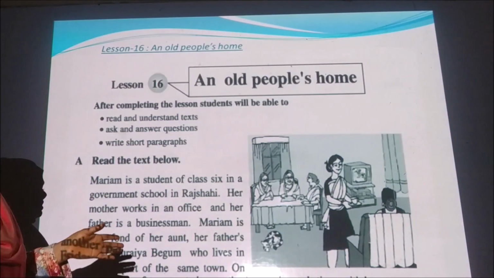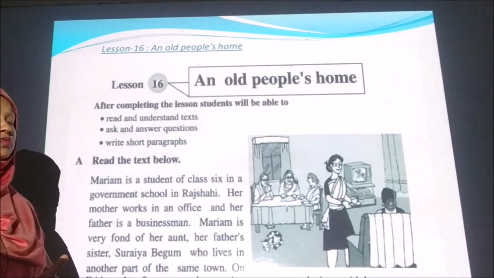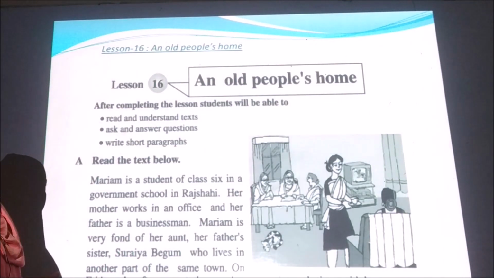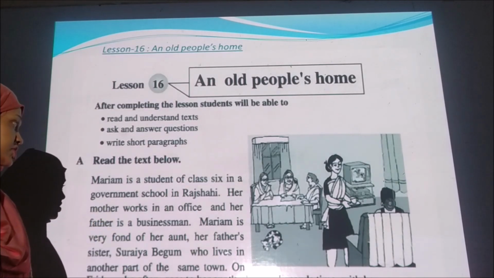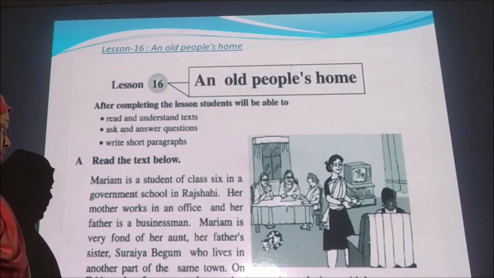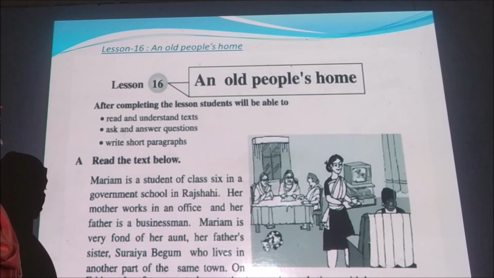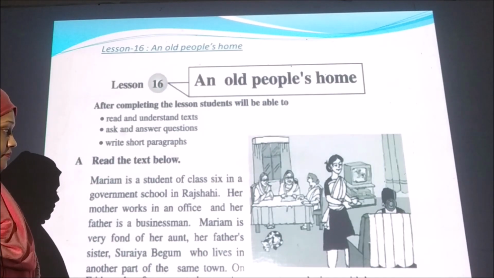Now you can see a picture and we are going to read the text. In this text, we will know about Moriam and some of her family members. Moriam is a student of class 6 in a government high school in Rajshahi. Her mother works in an office and her father is a businessman. Moriam is very fond of her aunt, her father's sister, Suraya Begum, who lives in another part of the same town. On Fridays, she often goes to her aunt's place and spends time with her.